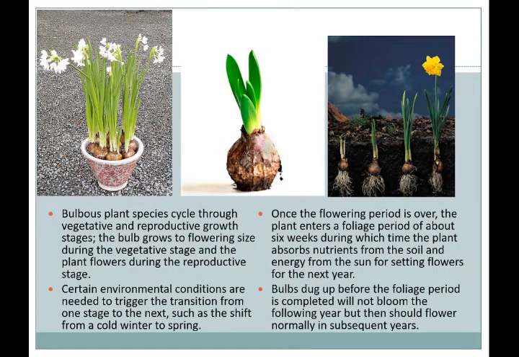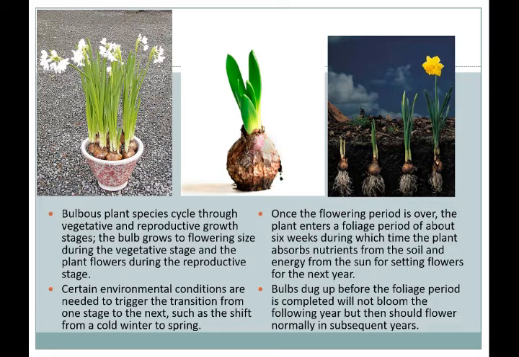Bulbous plant species cycle through vegetative and reproductive growth stages. The bulb grows to a flowering size during the vegetative stage, and the plant flowers during the reproductive stage. Certain environmental conditions are needed to trigger the transition from one stage to the next, such as the shift from cold winter to spring.